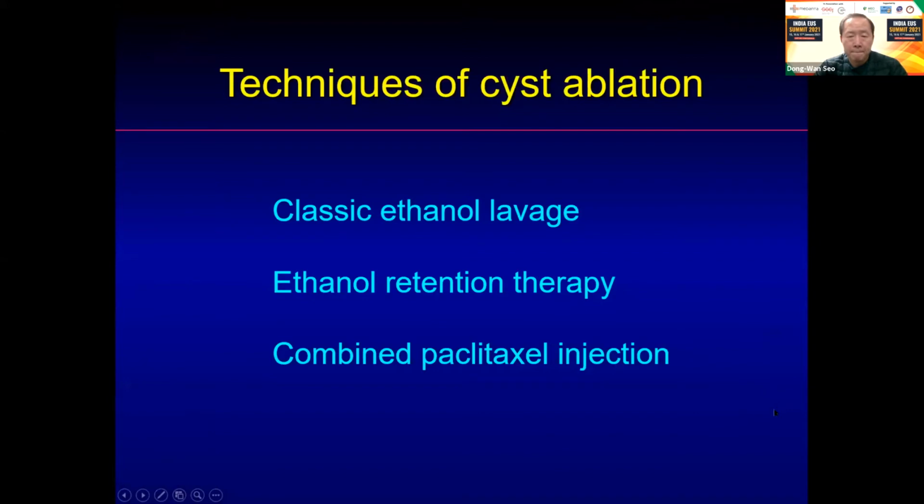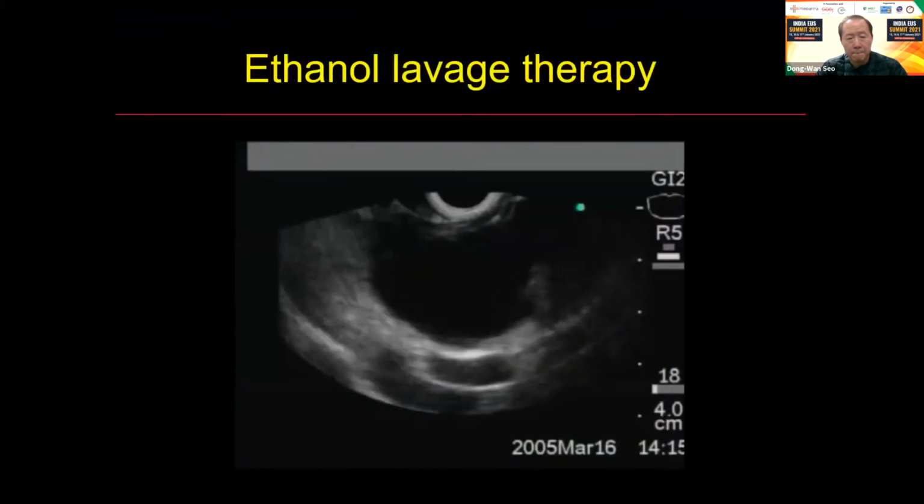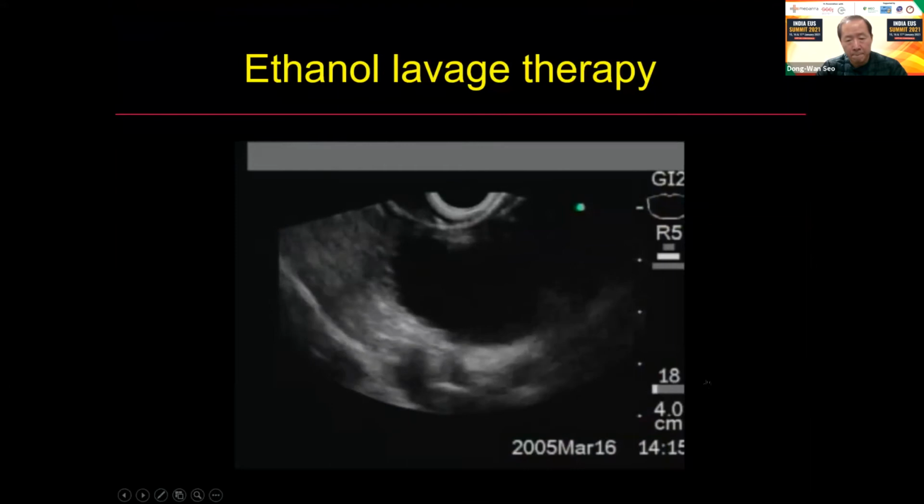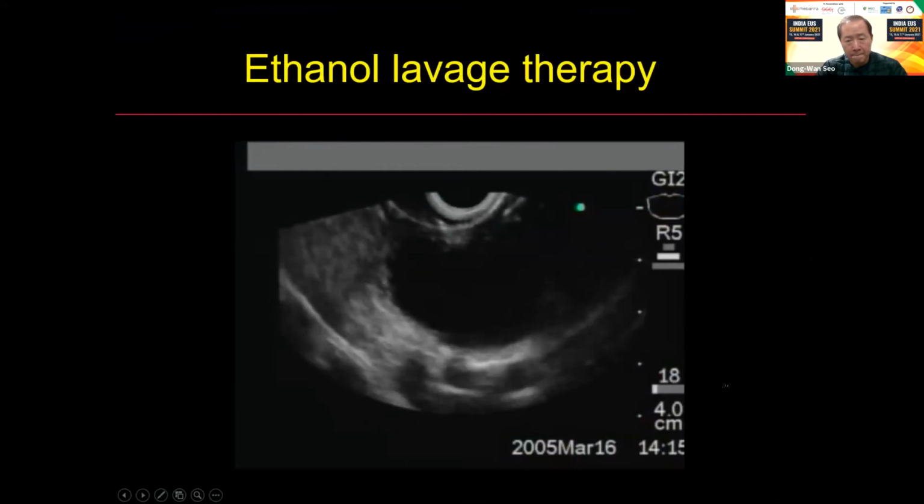There are several technical variations. The classic technique is ethanol lavage, but we can modify it as ethanol retention therapy, or we can combine chemotherapeutic agent injections with paclitaxel injection. This video shows the technique of ethanol lavage.